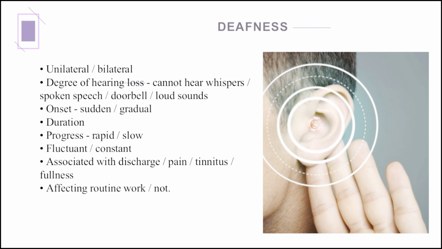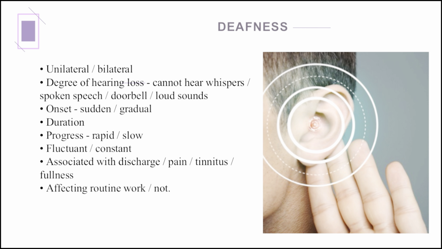It's very important as a question for you. And then we have to state the degree of hearing loss, whether the patient can hear a whisper, conversation, or doorbell sound, or loud sounds only. This estimates the severity. And the onset, that is, we have to ask whether it's sudden or gradual hearing loss. Sudden loss is an emergency, but gradual occurs in presbycusis and chronic ear diseases.